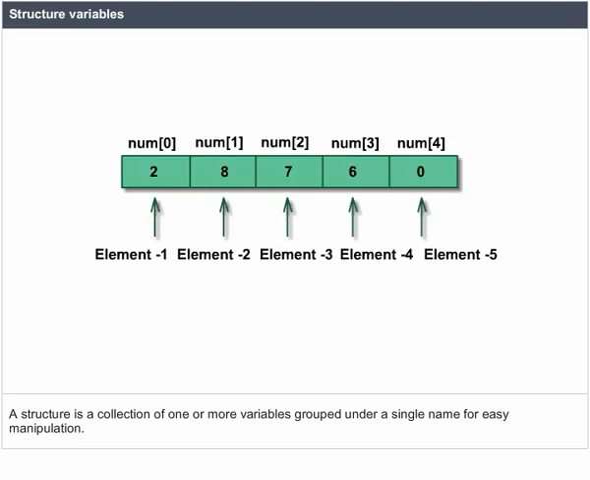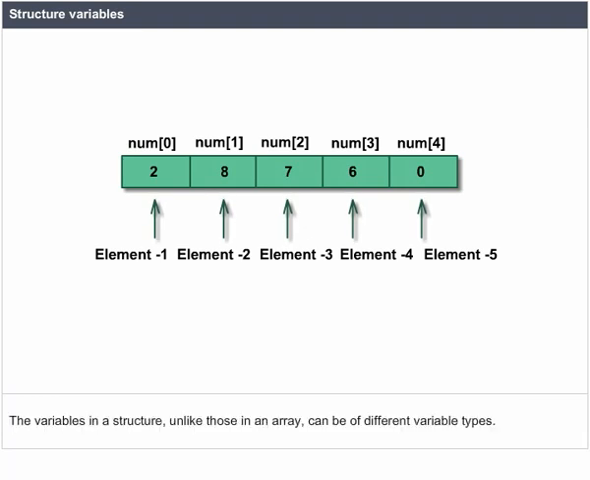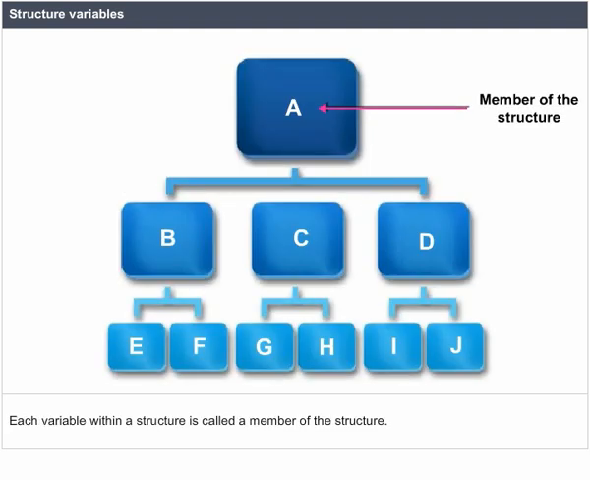Structure variables. A structure is a collection of one or more variables grouped under a single name for easy manipulation. The variables in a structure, unlike those in an array, can be of different variable types. A structure can contain any of C's data types, including arrays and other structures. Each variable within a structure is called a member of the structure.